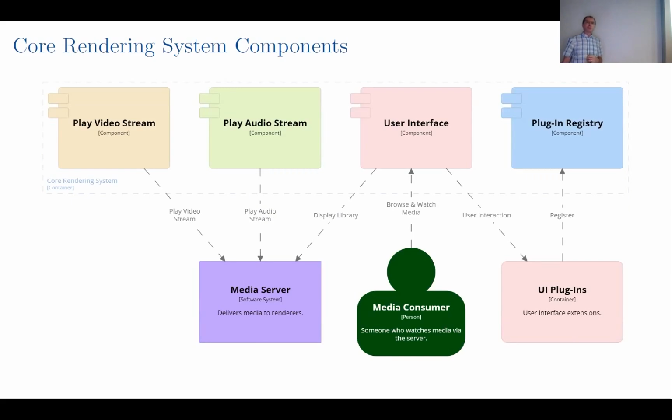And so the core rendering system has, simplistically, 4 basic components: play video, play audio, user interface, and the registry of the plugins. And if I was going to say I'll have audio plugins and video plugins, I'd probably have separate registries for those, just to make it easier in my design.